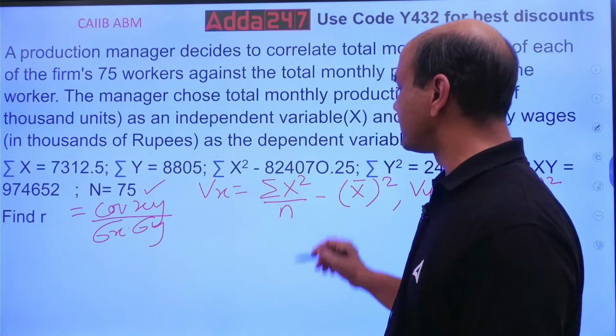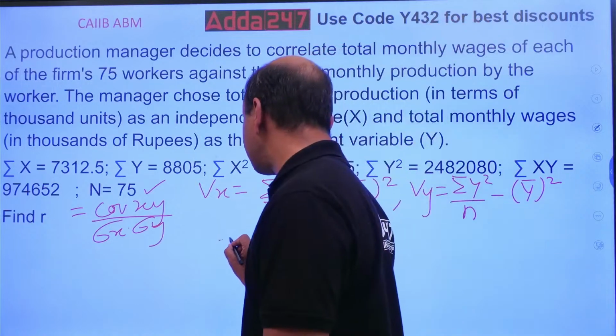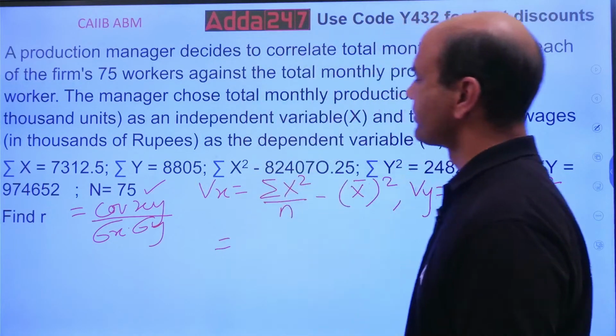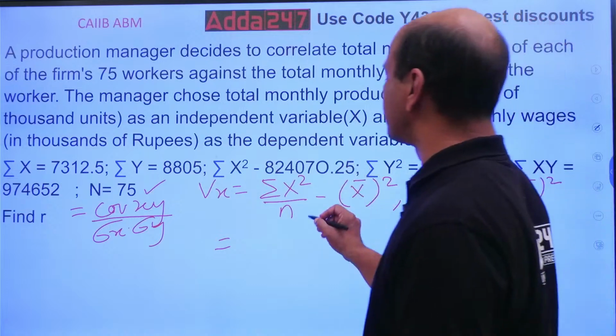So find this out, everyone. So summation x square upon n. Find this out. Summation x square is what? This big number.